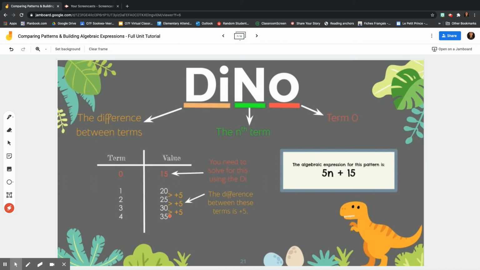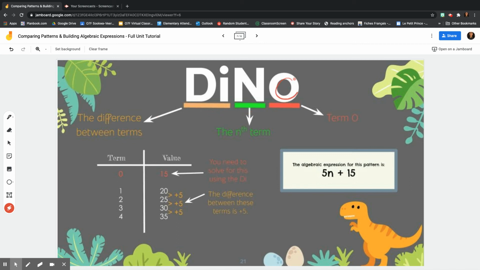The difference between 30 and 35 is again plus 5. The nth term. So all the nth term means is that you have a variable and we're always going to have it n. So now, as most of you know, we can use any variable in the alphabet that we want. There is no particular reason that I am using n besides the fact that it makes a cute name, Dino. So if the kids decide they want to use x, if they want to use t, if they want to use d, they are absolutely welcome to do that. I only suggest using the nth term because it is helpful for this.